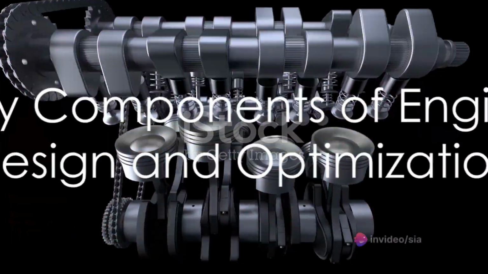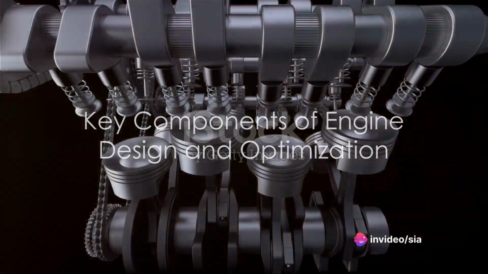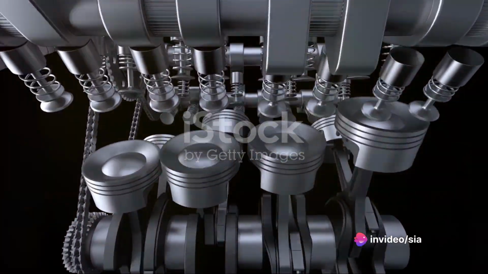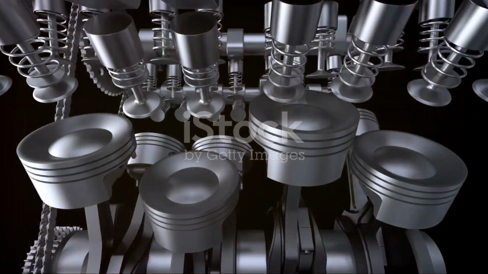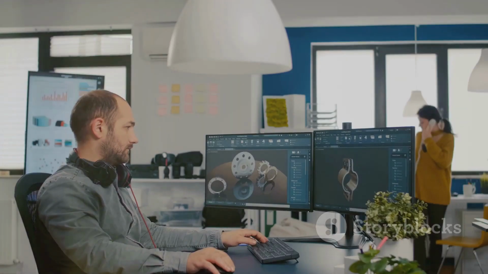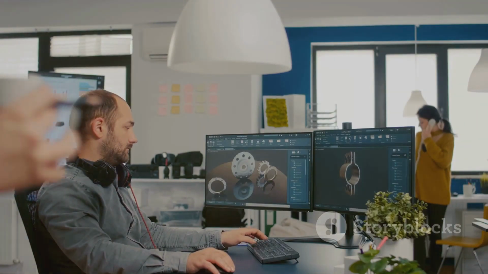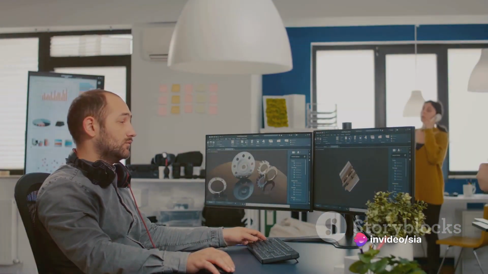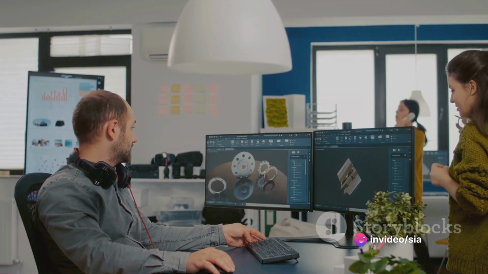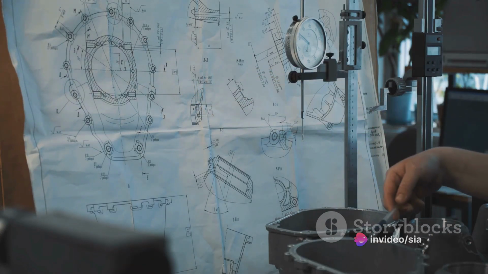Our journey wouldn't be complete without discussing some key components of an engine. The crankshaft, connecting rod, cylinder, and cylinder head, each has a crucial role to play. The design of these parts is a complex process that requires a thorough understanding of the materials used, the forces they will be subjected to, and the conditions they will operate under.